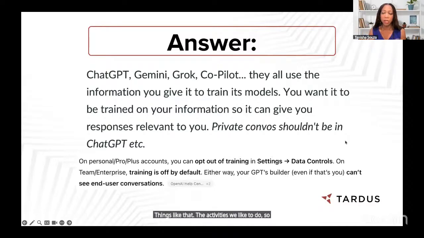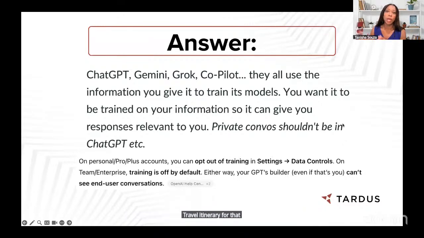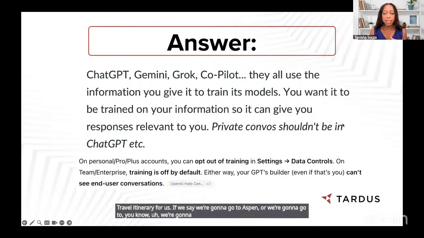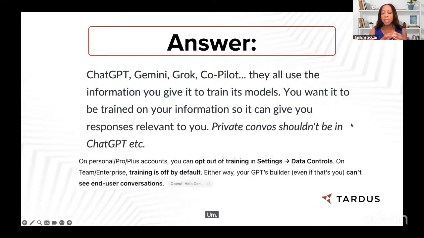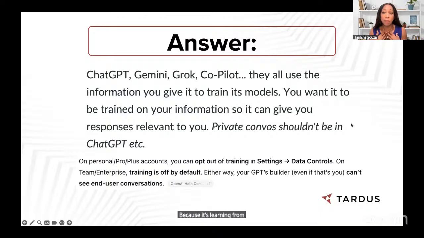So if you like to hike or go to amusement parks or whatever it is, you can put that in. We put in all of the types of excursions we like to do so it can design a complete travel itinerary for us. If we say we're going to go to Aspen, or on a trip to Texas to see my family, or to Florida, whatever, it will design a complete itinerary that's specific to our tastes because it's learning from me. So that's what I like.